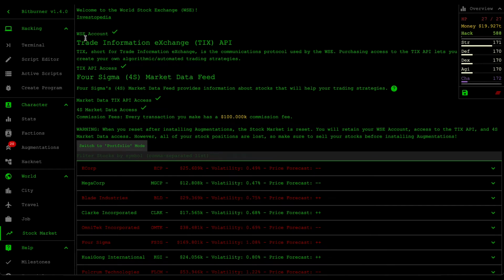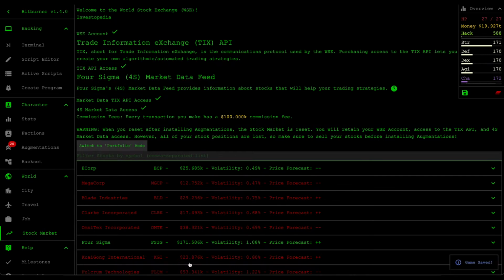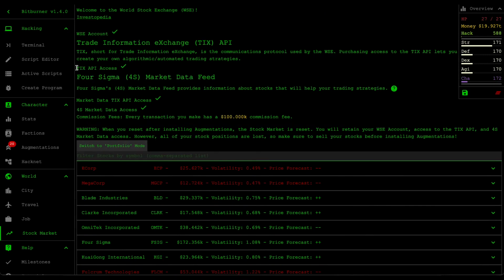So going through the accounts, the first account that you're probably going to purchase is this WSE account. What that one will do is give you access to buy and sell stocks from within this UI here. The second one is this TIX API access, and what this one will do is allow you to buy and sell stocks from within your scripts.